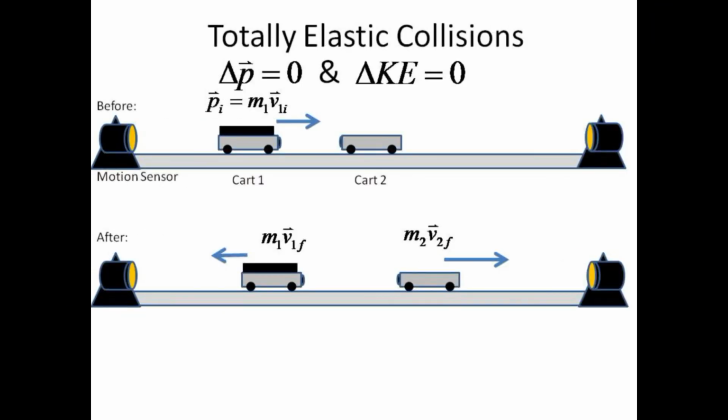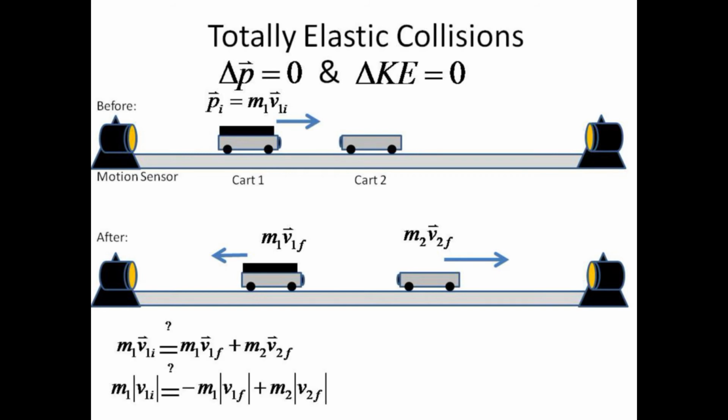Another class of collision is the totally elastic collision, where both momentum and kinetic energy are conserved. We will need two motion sensors to track the separate motions of the two carts. Here a loaded cart 1 enters the collision with momentum. After the collision, cart 1 backs away slowly, and the lightweight cart 2 takes off in the forward direction. The initial momentum should equal the final momentum. For the final momentum, pay particular attention to the signs, where cart 1 has a negative final velocity and cart 2 a positive final velocity.